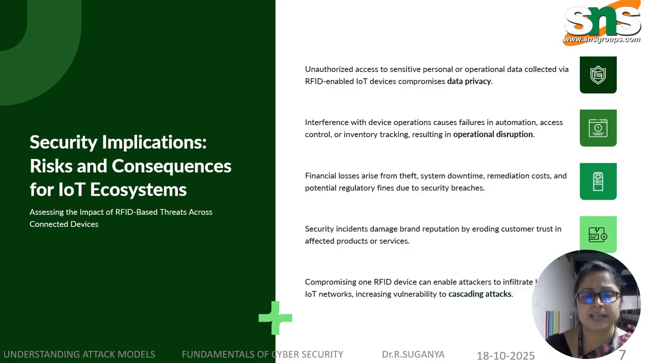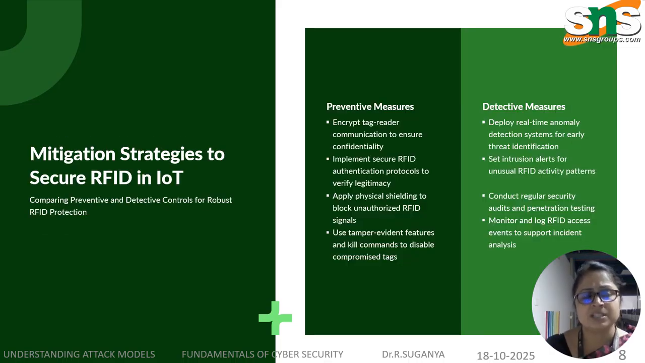Security implications: risk and consequences for the IoT ecosystem. There are data privacy, operational disruptions, cascading attacks, etc. Mitigation strategies to secure RFID in IoT: preventive measures and detective measures. Encrypt the tag reader communications to ensure confidentiality, and implement a secure RFID authentication protocol to verify legitimacy. That is also one of the preventive measures. Detective measures can be to deploy real-time anomaly detection systems for early threat identification. So we can deploy systems that can detect earlier also.